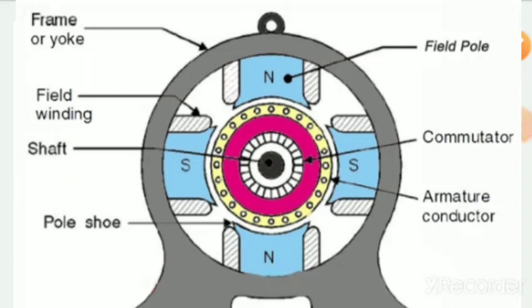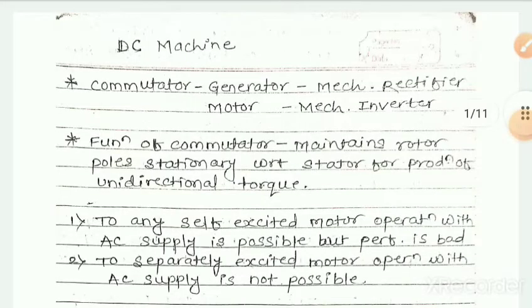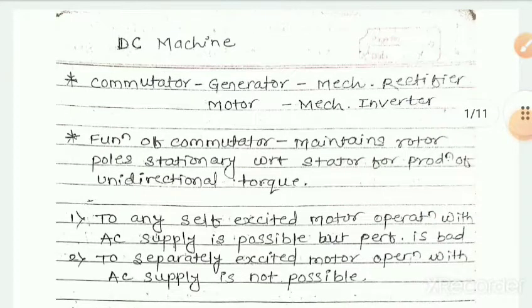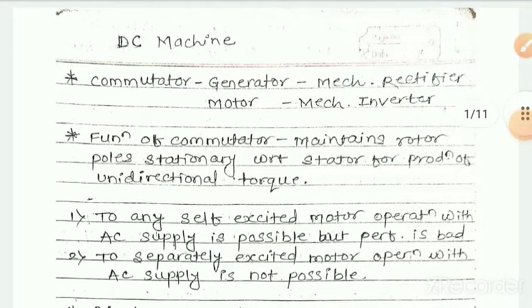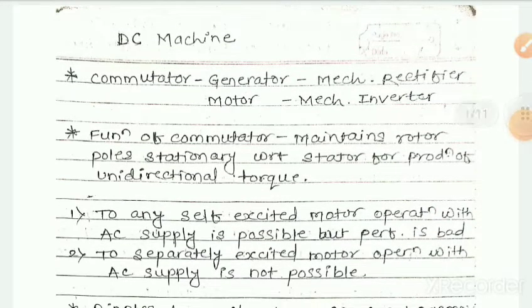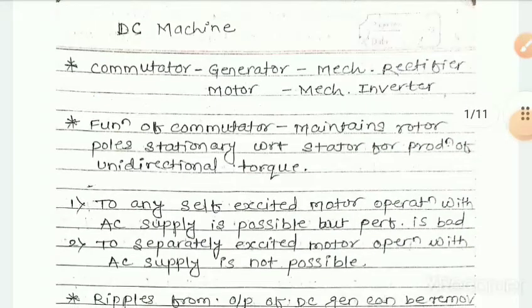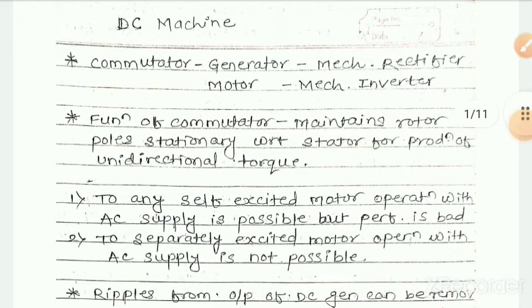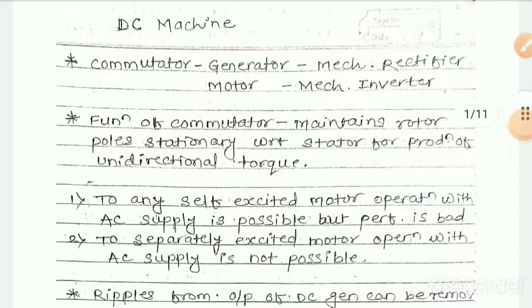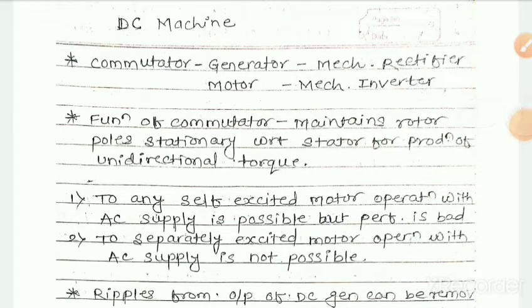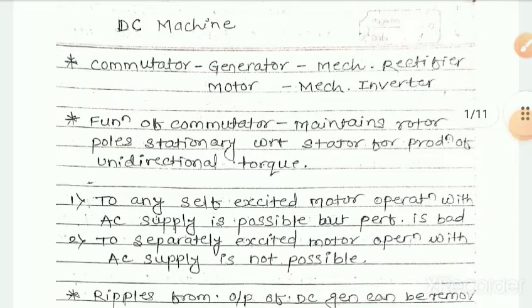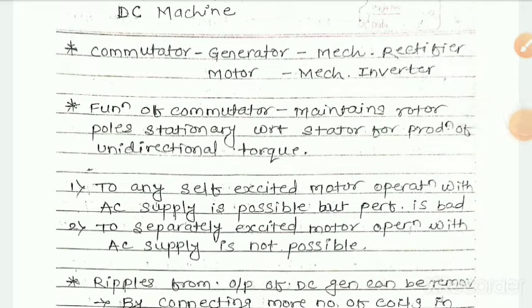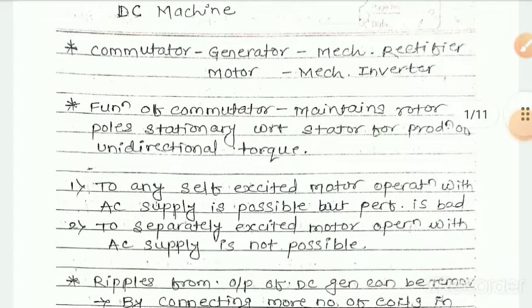Good morning, friends. We will start DC machine theory in shorts. In a DC machine we use a commutator. In an induction motor we use slip rings, and in a DC machine we use a commutator. Because of the commutator, the size of the DC machine increases. We can identify a DC machine based on the commutator.